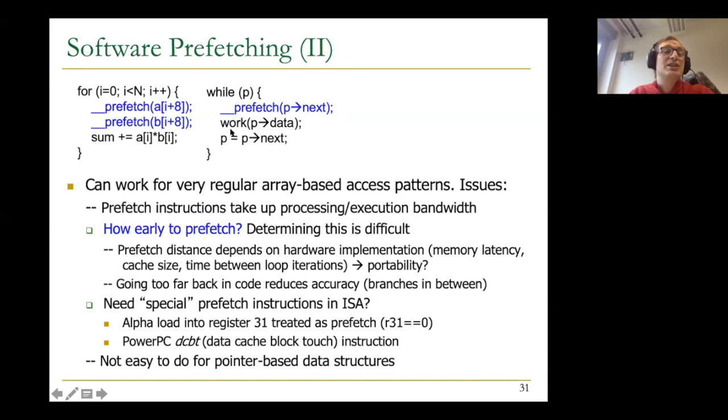Let's assume that you want to prefetch for one of the loops, for the next iteration. To be able to prefetch for next iteration, you need to insert the prefetch instruction at the beginning of this iteration before you do work on P. You prefetch for P next, and then P becomes P next. Okay, so this is possible. Clearly, you can do it, assuming you don't get a null pointer exception.